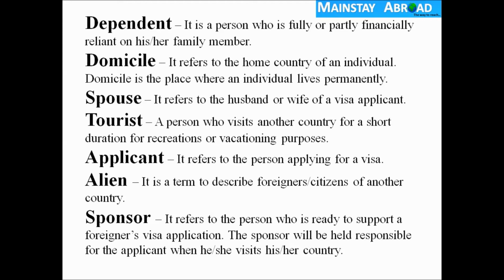Domicile. It refers to the home country of an individual. Domicile is the place where an individual lives permanently. Spouse. It refers to the husband or wife of a visa applicant. Tourist. A person who visits another country for a short duration for recreation or vacationing purposes. Applicant. It refers to the person applying for a visa. Alien. A term to describe foreigners or citizens of another country.